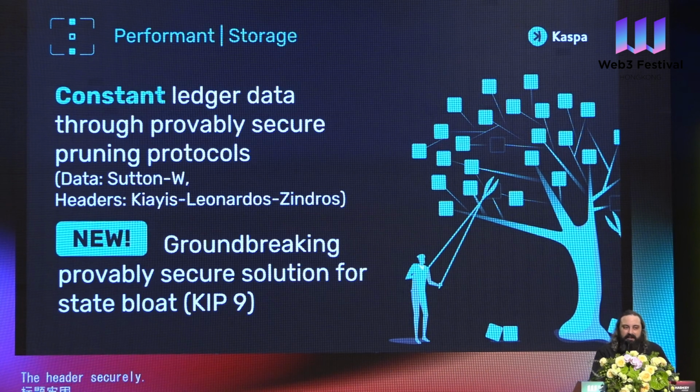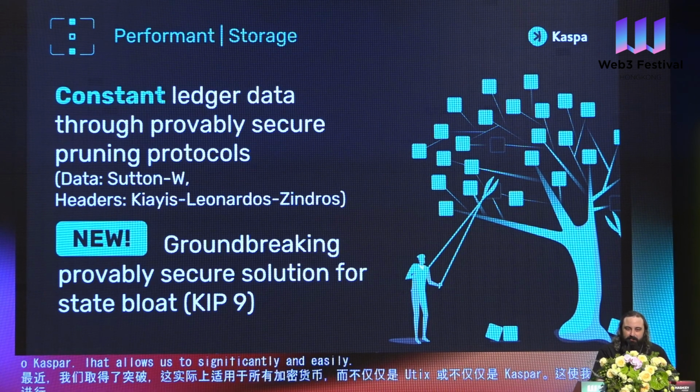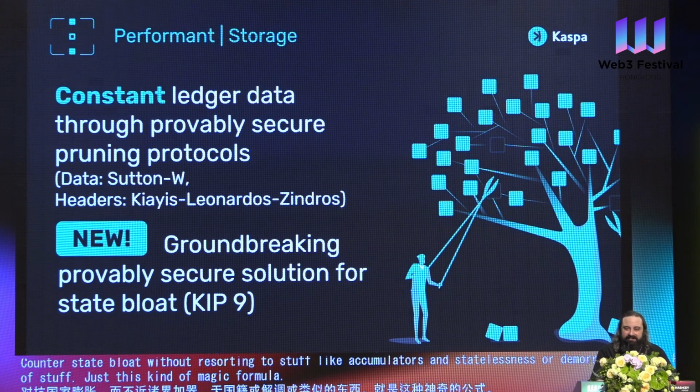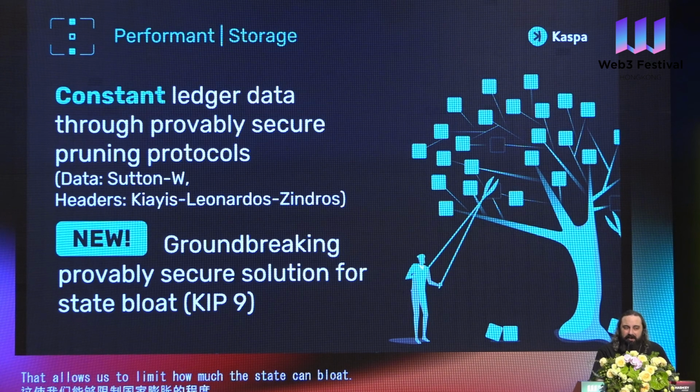And recently we had a breakthrough which actually applies to all of crypto and not just to UTXO and not just to Kaspa, that allows us to significantly and easily counter state bloat without resorting to stuff like accumulators and statelessness or demurrage or that kind of stuff, just this kind of magic formula that allows us to limit how much the state can bloat. And if you want to read more about it, you should look up the Kaspa Improvement Proposal 9. It was published about 2 weeks ago, and I think it's a real game changer.